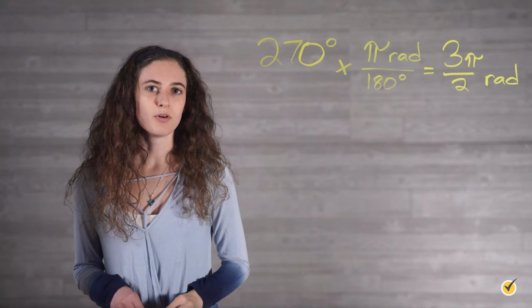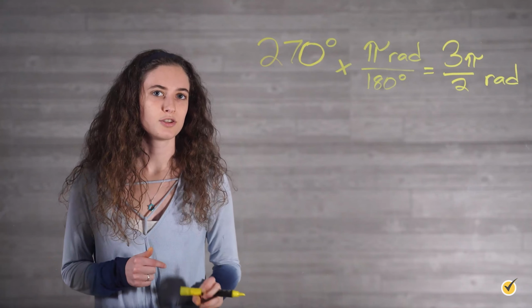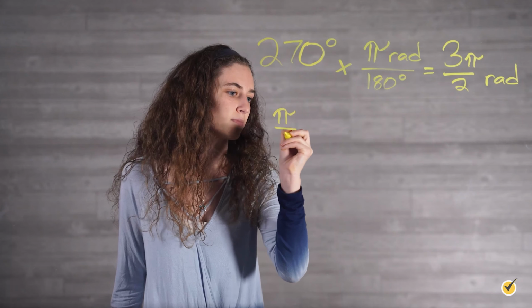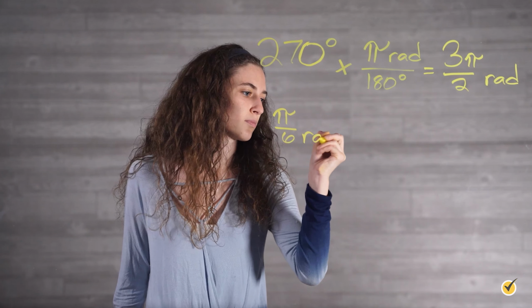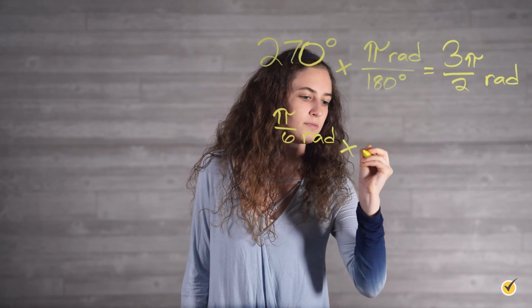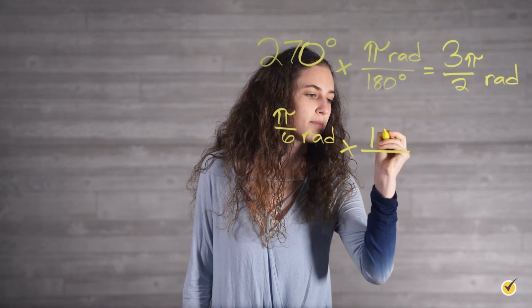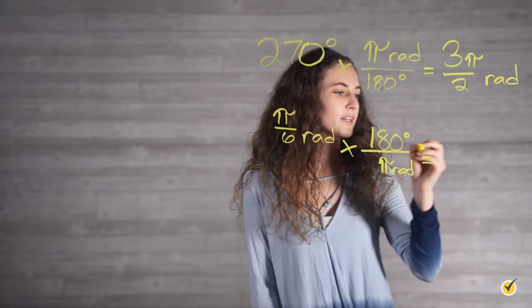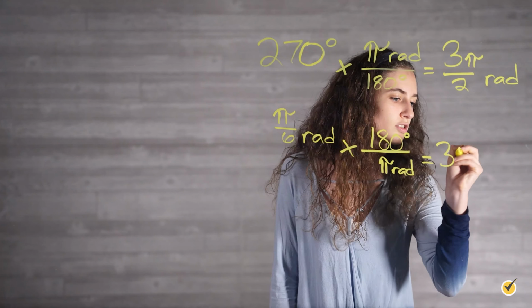Now let's try an example converting from radians to degrees. Let's look at pi over 6 radians. If we multiply this by our conversion factor, we're going to multiply this time by 180 degrees over pi radians, which then simplifies to 30 degrees.